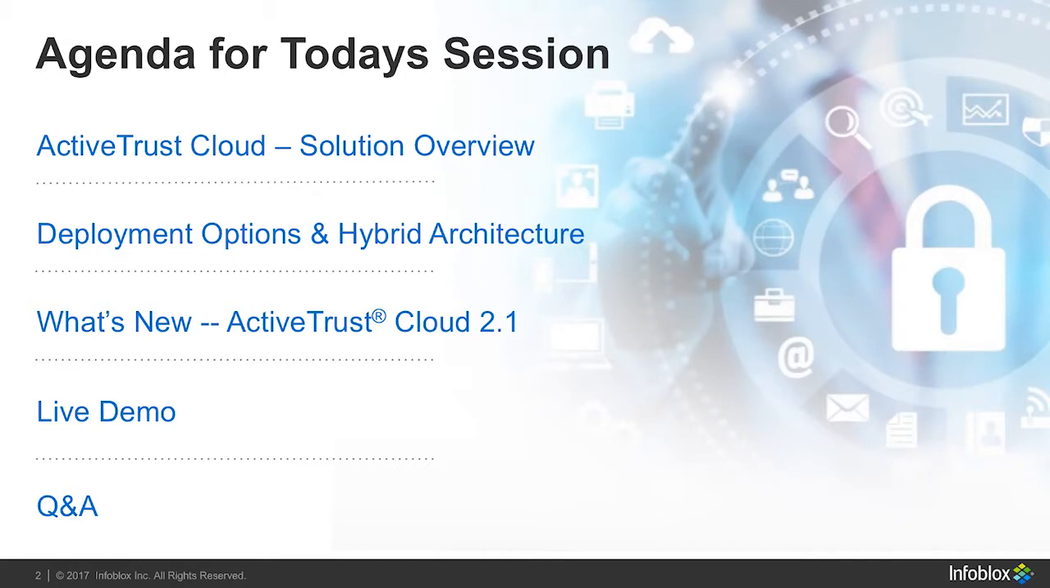And then we'll focus next on the deployment options. We'll cover how ActiveTrust Cloud can be deployed today, both in the cloud for your various deployments, as well as our hybrid architecture. Then we'll wrap up the slide and presentation portion of the session with an update on what's new in ActiveTrust Cloud 2.1. We'll move into the live demo performed by Blair Rampling, the product manager for ActiveTrust Cloud, and then we'll start with the Q&A session.